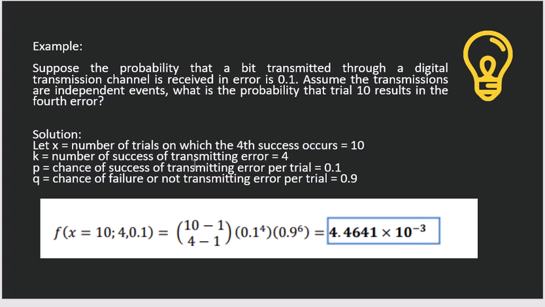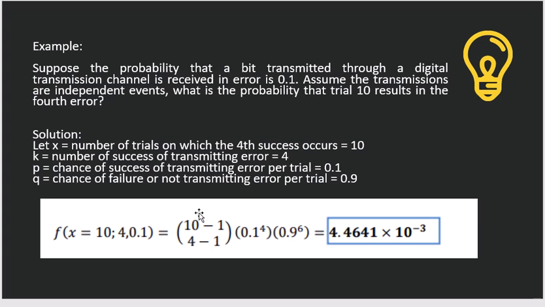So k, the number of transmitting errors, is 4. That is the maximum. And p, the chance of success, or transmitting error, per trial is 0.1. And q, the chance of failure, or not transmitting error, per trial is 0.9. That is 1 minus 0.1, that is where it comes from. So we have the given. So just follow the formula.